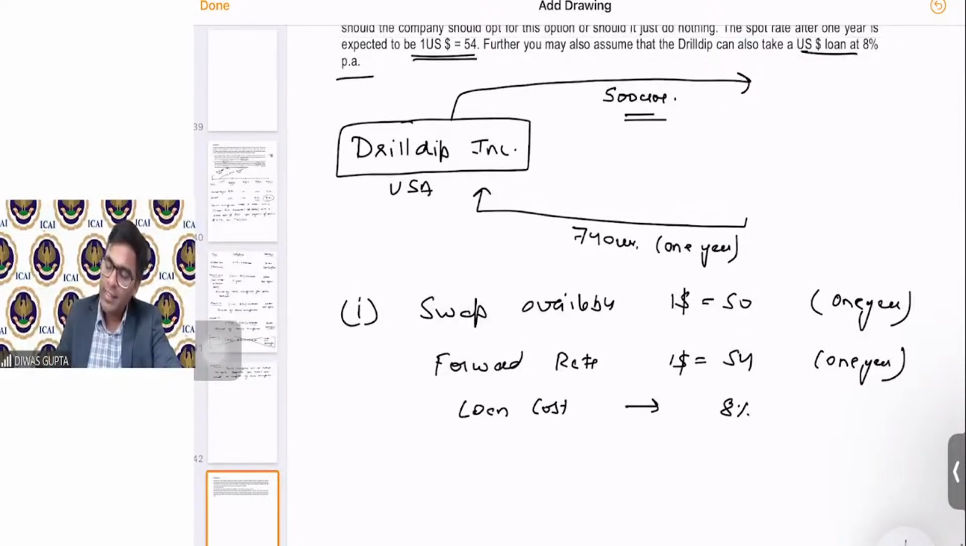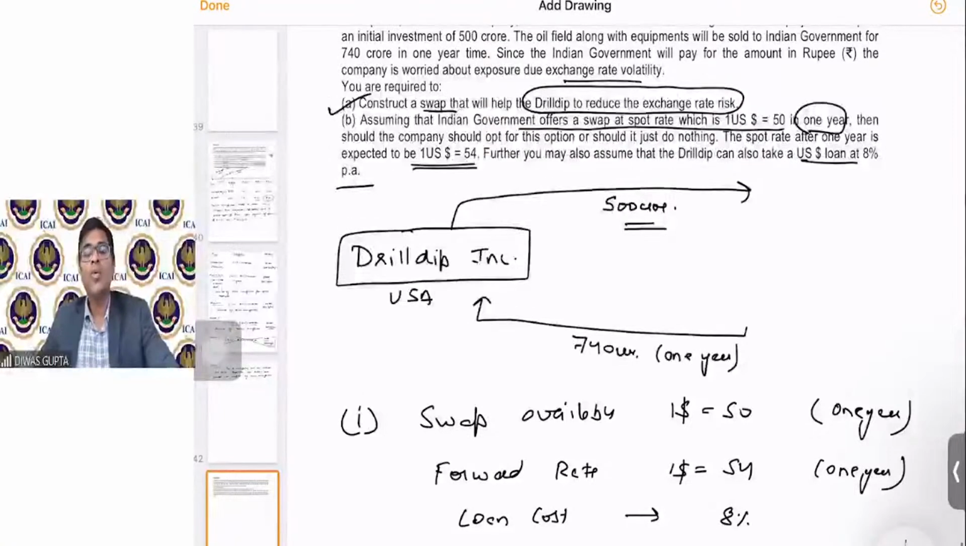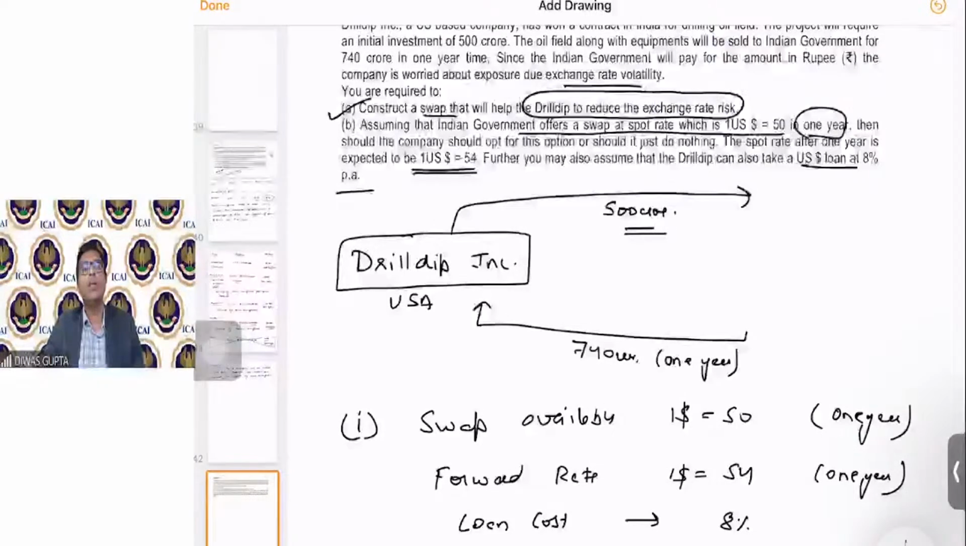Okay. Now using this, can we devise a swap? Yes, we can devise a swap. What we can do is, let's say we are representing Drill Dip US in India. So we can tell the Indian government that we will swap basis the 50 rupees to $1 today for the 500 crore investment.